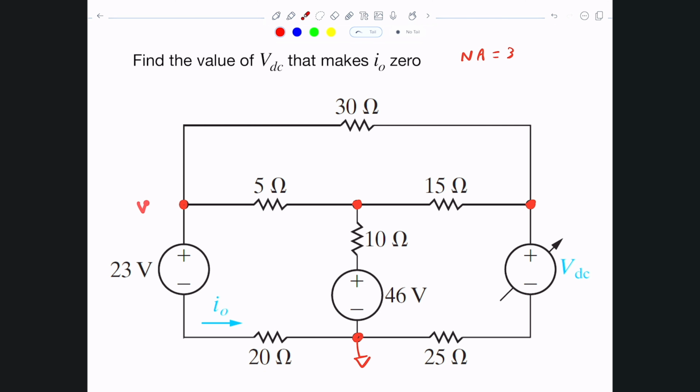So I should know that this here should be 23 volts. It should be 23 volts because the I naught is 0. So technically you'll end up writing 2 nodal analysis equations, one in here and one in here. Maybe you would need the third one, but you already know the voltage in here. You should be able to do that.